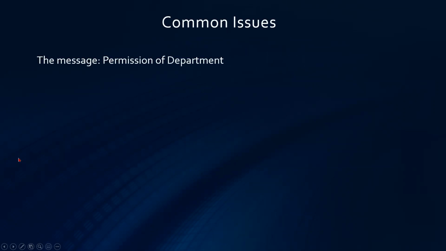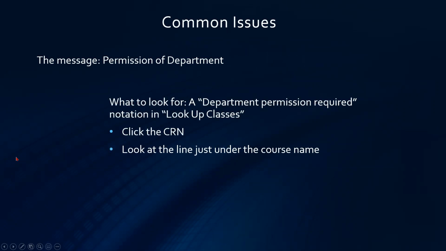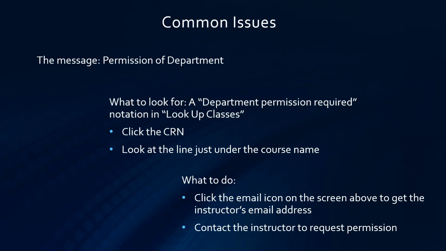Permission of department means the class requires a permit. It may be restricted to students at a certain stage in the major or who have completed a certain requirement, such as an application process. To request permission or ask about any such requirements, contact the course instructor for assistance. To find the instructor's email address, look up the class in Lookup Classes. Click on the CRN, then on the email icon to the right of the instructor's name. Tip: if a blank email to the professor doesn't pop up, look at the bottom left of your screen when you hover over the email icon to see the email address.